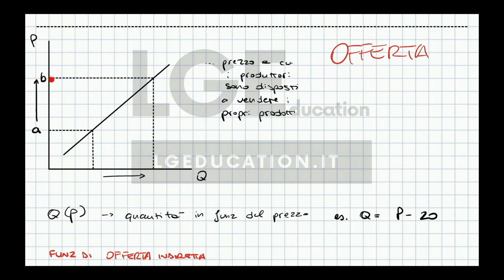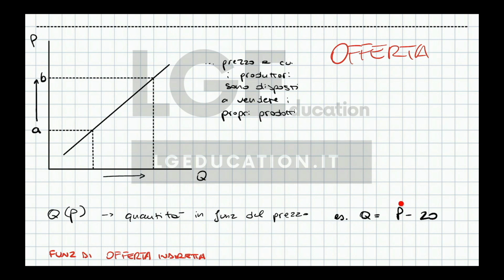So the higher the price, the more companies will want to be in that market, and thus more companies will produce that good, increasing the quantity offered. This is because higher prices enable greater profits, motivating companies to produce more of that good. Usually you write Q as a function of P, so the quantity offered depends on the price. Example, Q equals P minus 20, higher price, higher quantity.